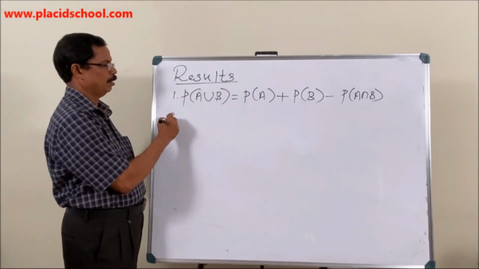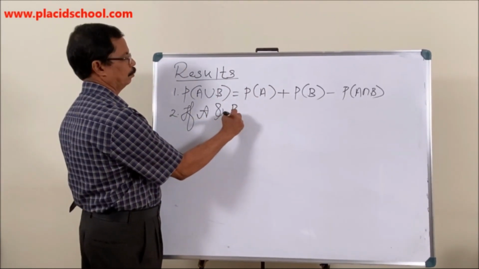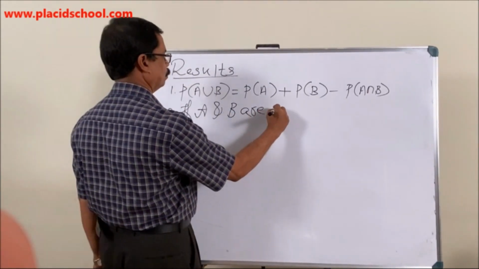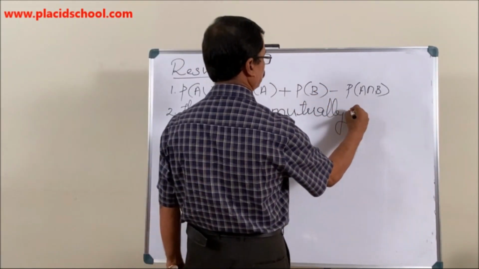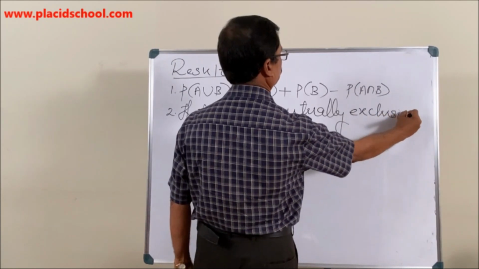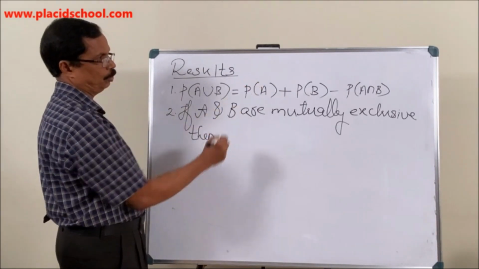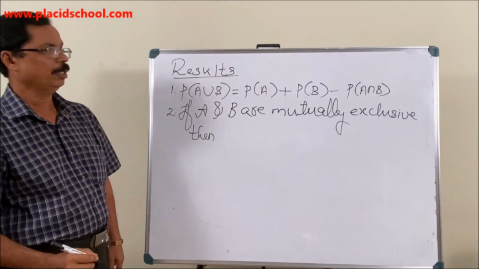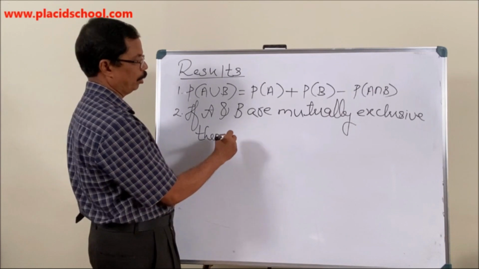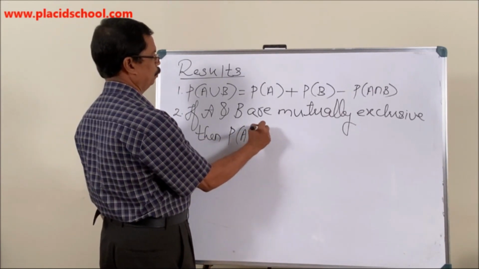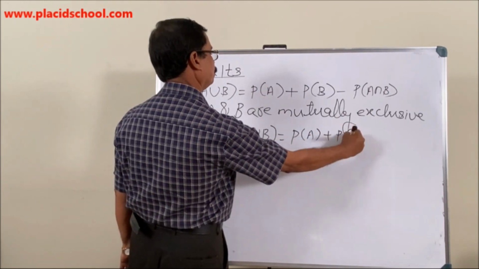Second one, the particular case, that is if A and B are mutually exclusive. Then we know that probability of A intersection B is 0 because A intersection B is the null set, as A and B are mutually exclusive. Then the above formula reduces to P of A union B is equal to P of A plus P of B.